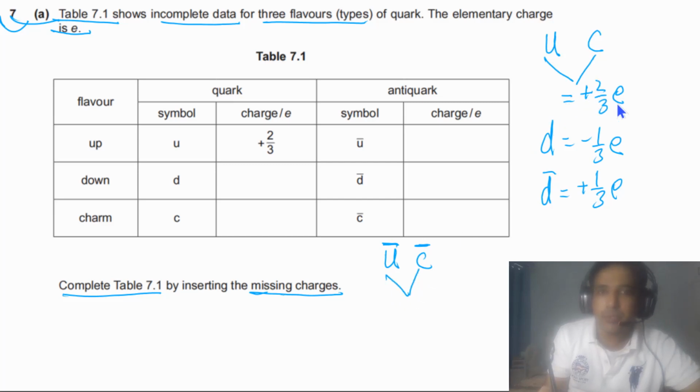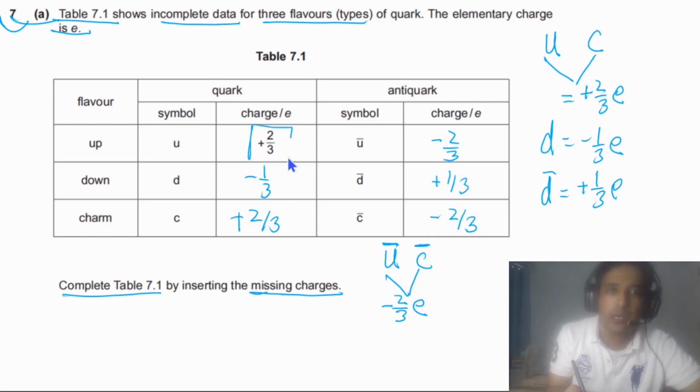They have the charge plus 2 by 3e, and these are anti-quarks, so the charge has opposite polarity. So if this is positive, this has to be negative, and vice versa is also true. So this is minus 2 by 3e. Now simply we need to insert these charges. Down quark charge is equal to minus 1 over 3 because E is already written there, and charm quark charge is 2 by 3, and we have up anti-quark, so this is minus 2 by 3. We have down anti-quark, this is plus 1 by 3. We have charm anti-quark, so this has to be minus 2 by 3.